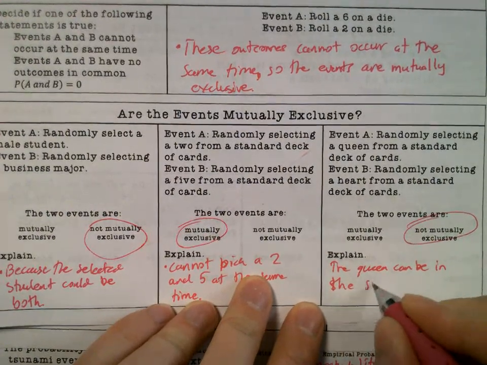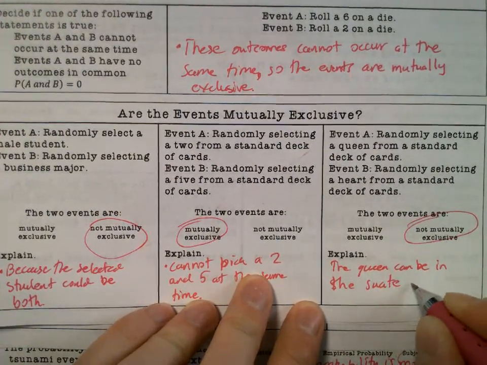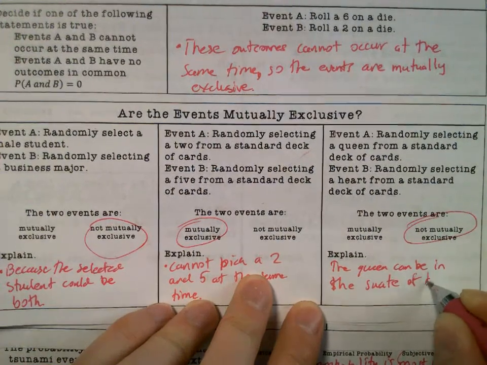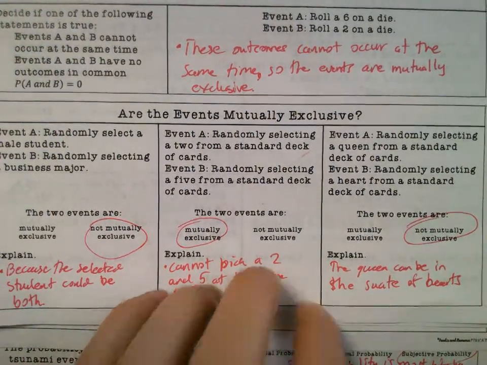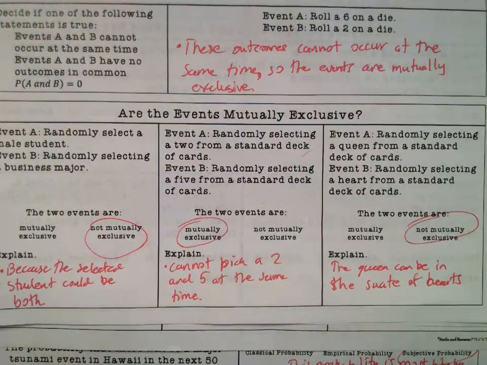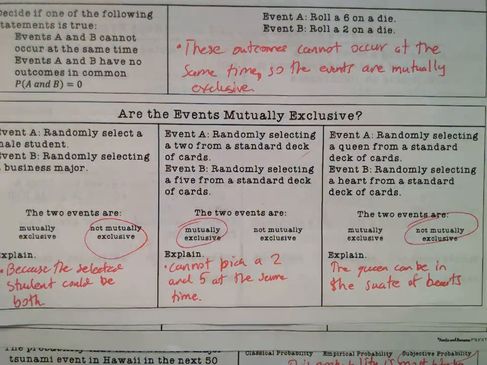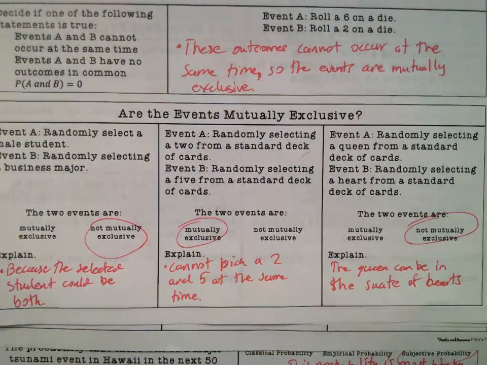Or it can be in the suit of hearts. Hopefully I spelled suit right. If I did not, I apologize. But you know what I mean. All right? And that's it. That's mutual exclusivity. Okay? So while I finish writing that up, make sure that you review and do your homework and practice.